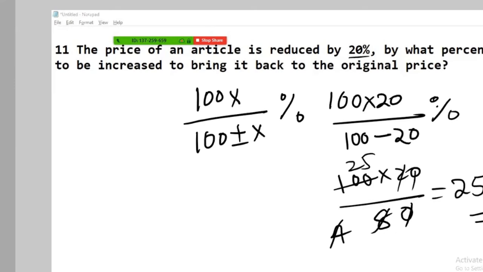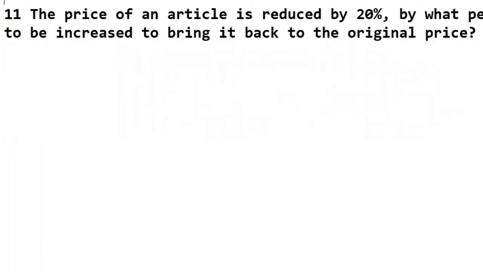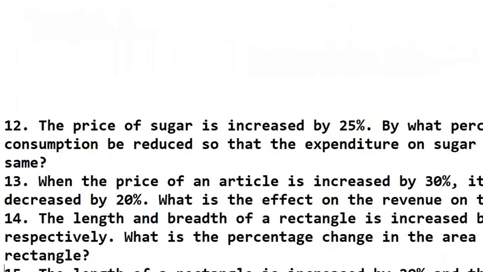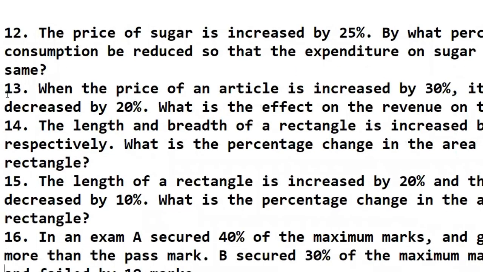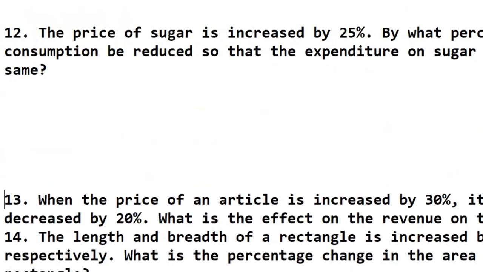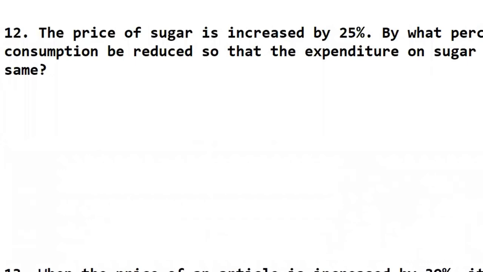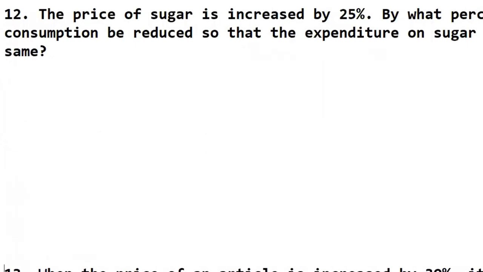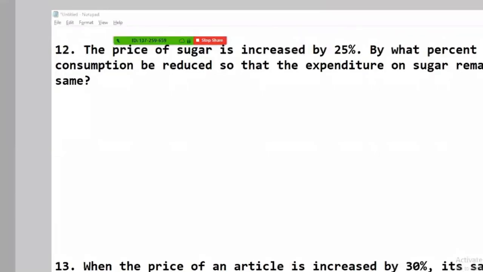Let's go to the next question. The price of sugar is increased by 25%. By what percent should the consumption be reduced so that the expenditure on sugar remains the same? Remains the same. Please pause the video and try to answer it.